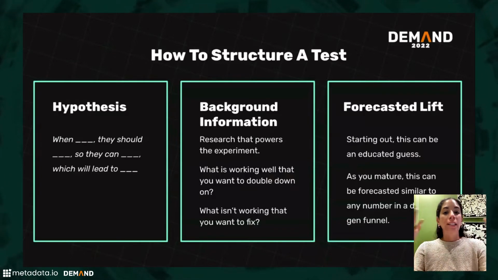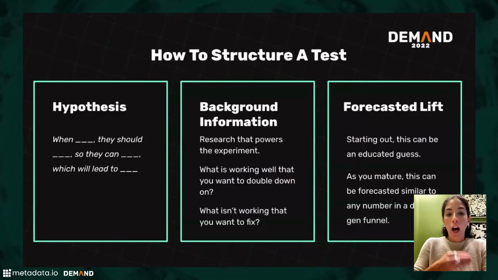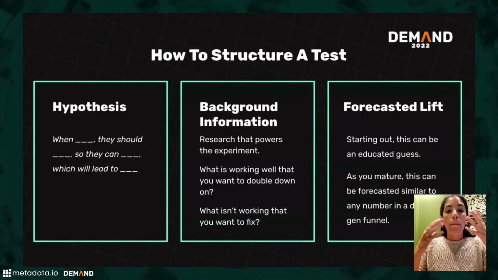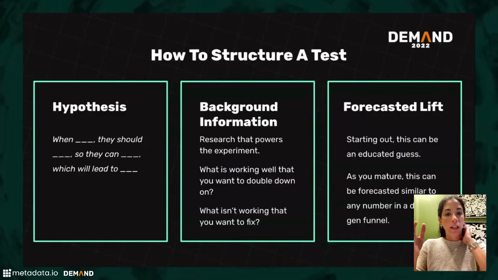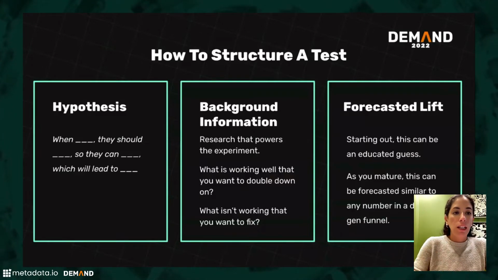Then that page can act as a living document for your experiment. You can put more specifics in terms of the copy that you're testing or the mock-ups of all the variations that you'll run. But your test should always include these three things so that you're marching in the right direction and can show leadership why you're testing.